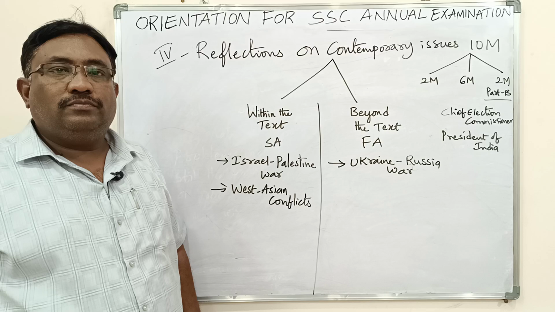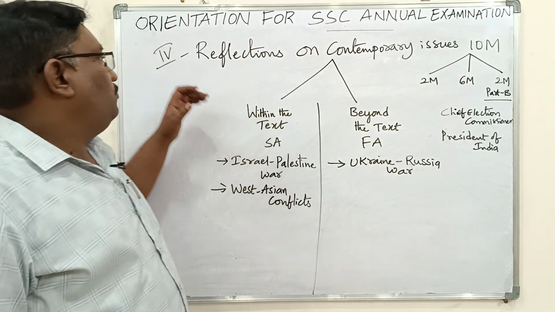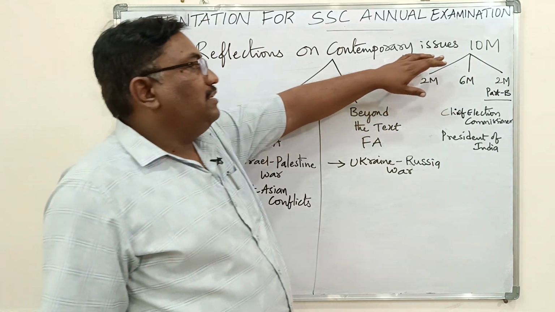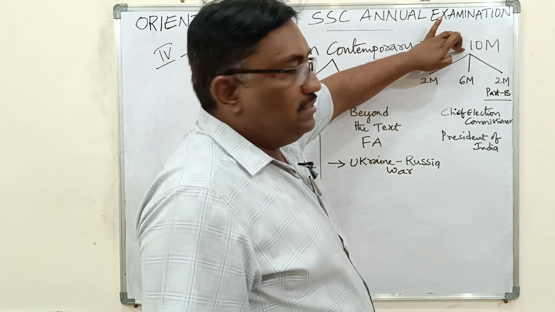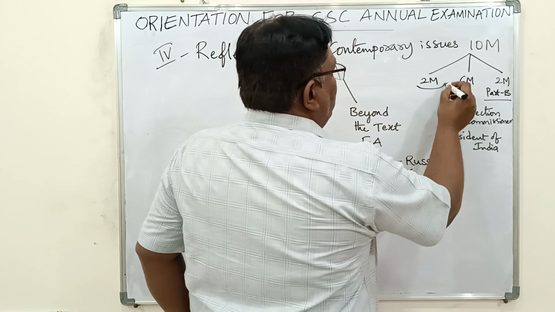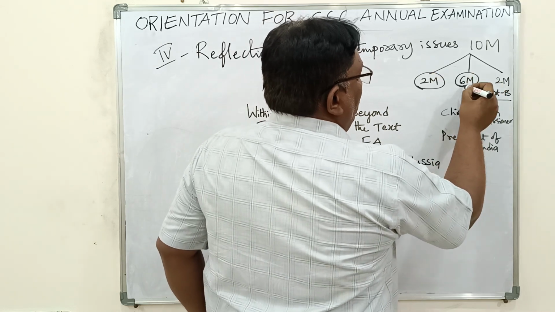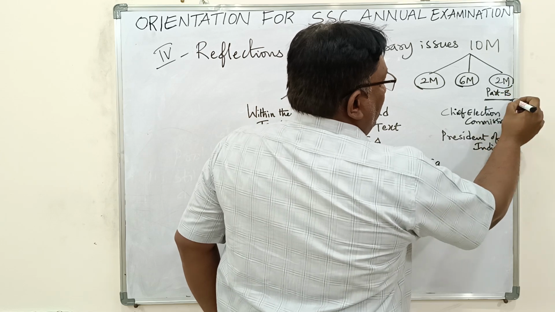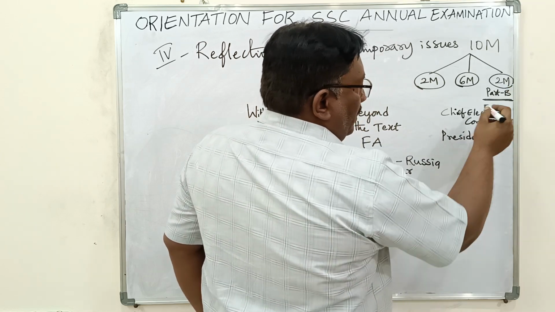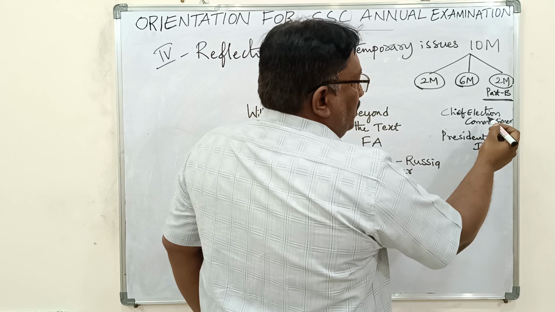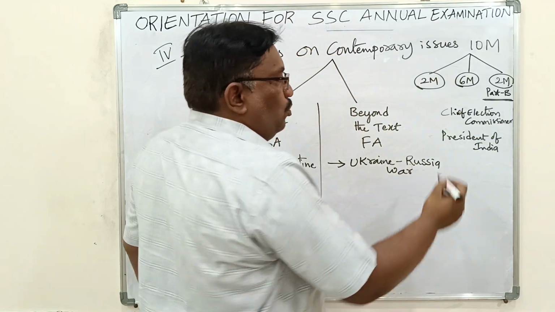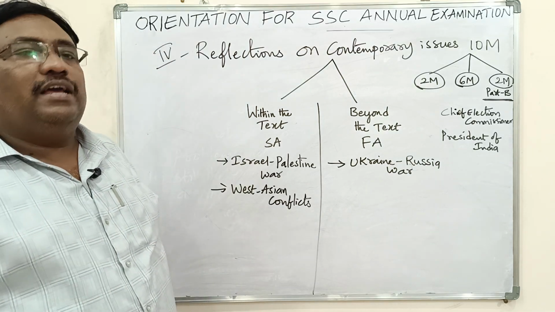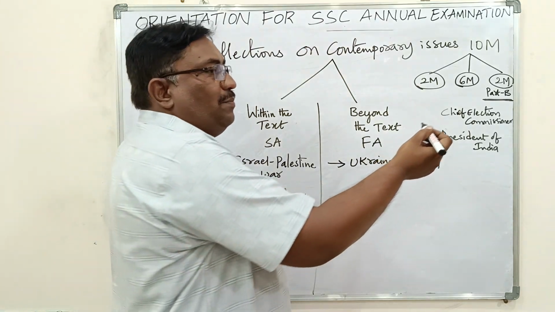Thank you. Now we are in the 4th academic standard, reflection on contemporary issues, and this one will fetch us 10 marks. In the paper, a 2 marks question will be there, and a 6 marks question in part A. These two are in part A, and 2 marks are expected in part B. Coming to part B, the questions will be like, who is the Chief Election Commissioner of India at present? Who is the President of India at present? Who is the Governor of Telangana State at present? Questions like these will be asked in part B.